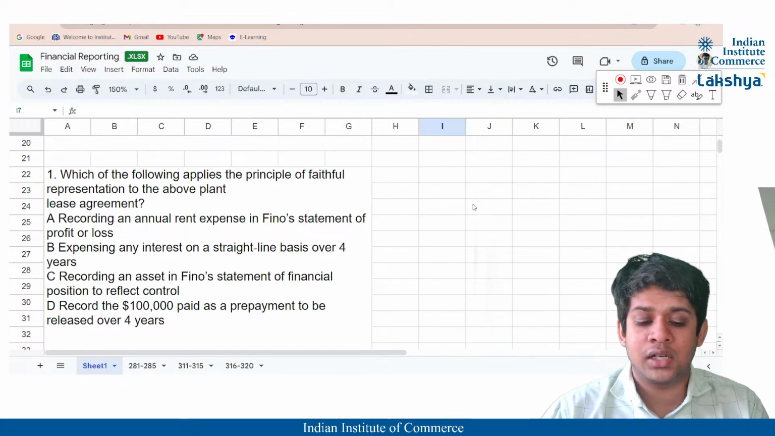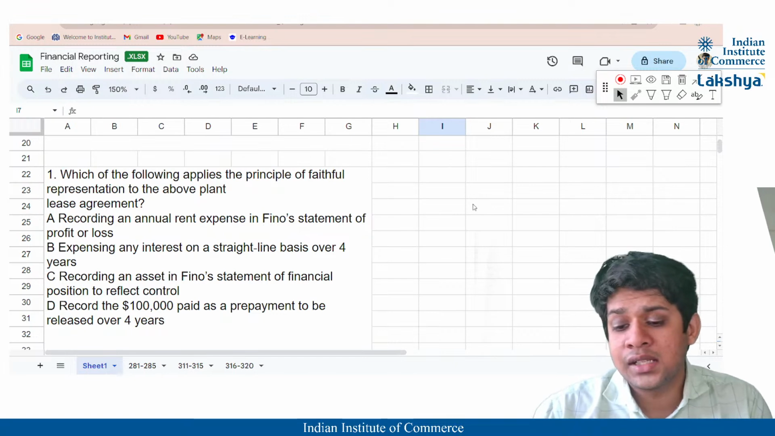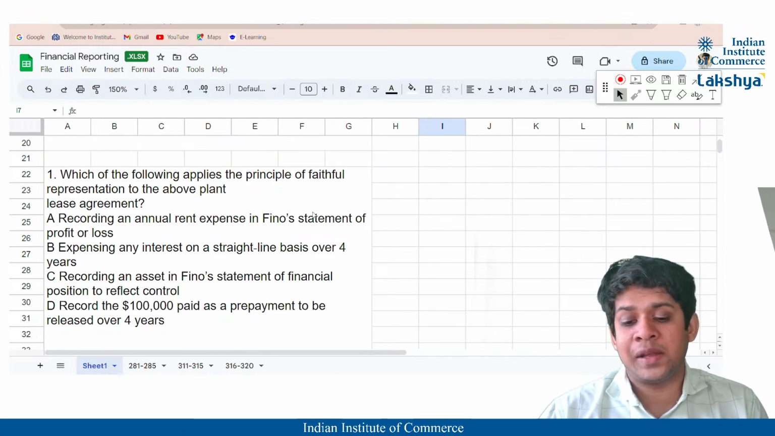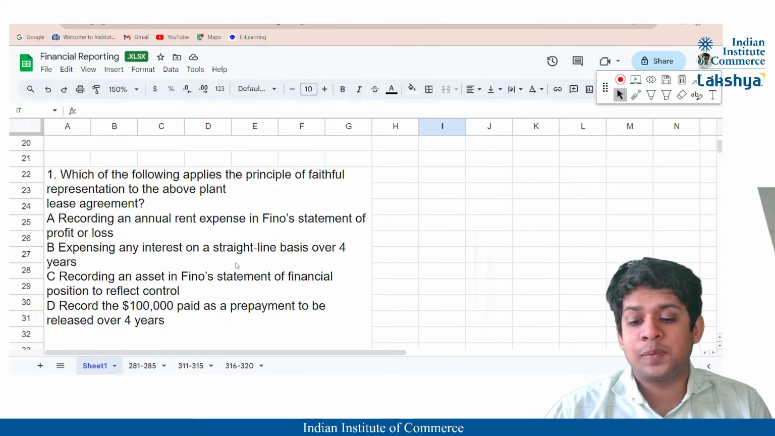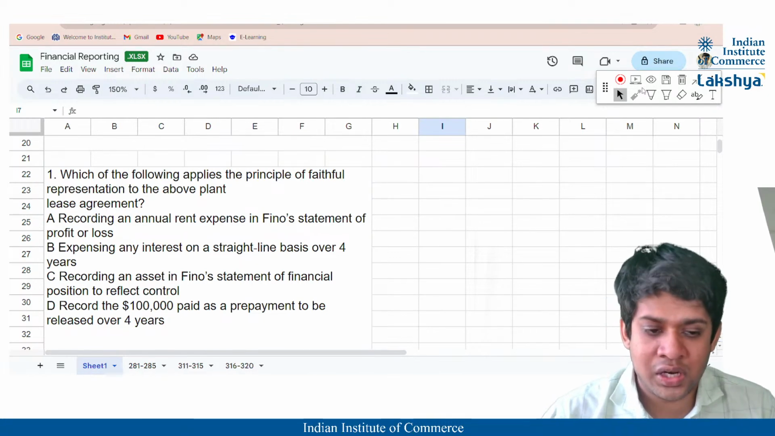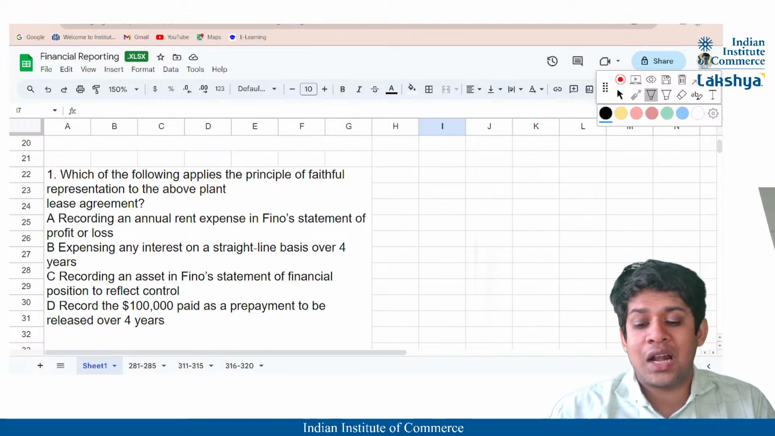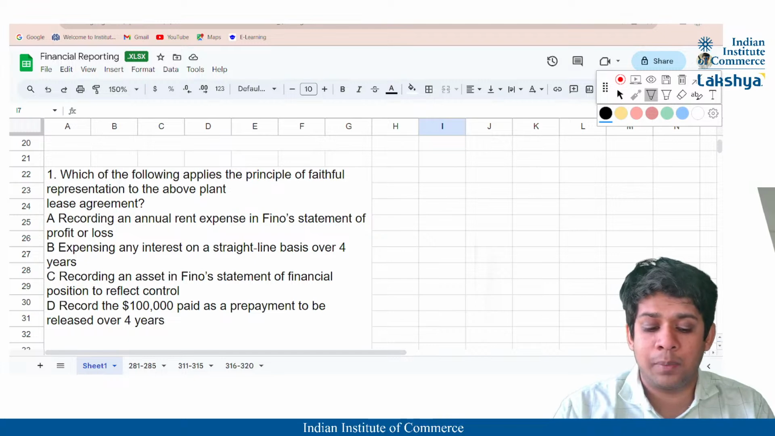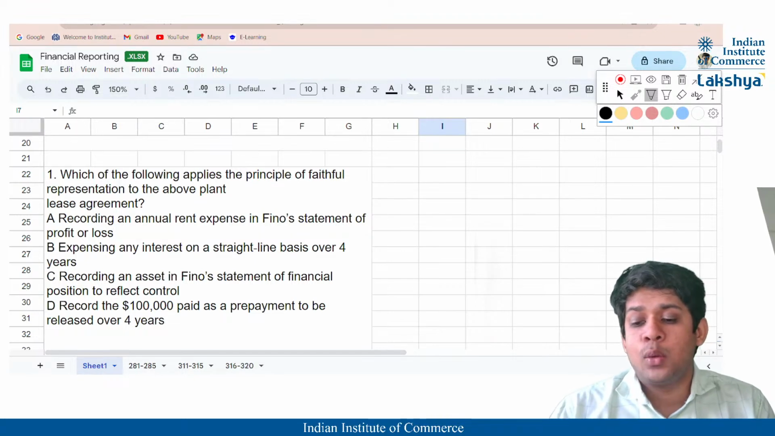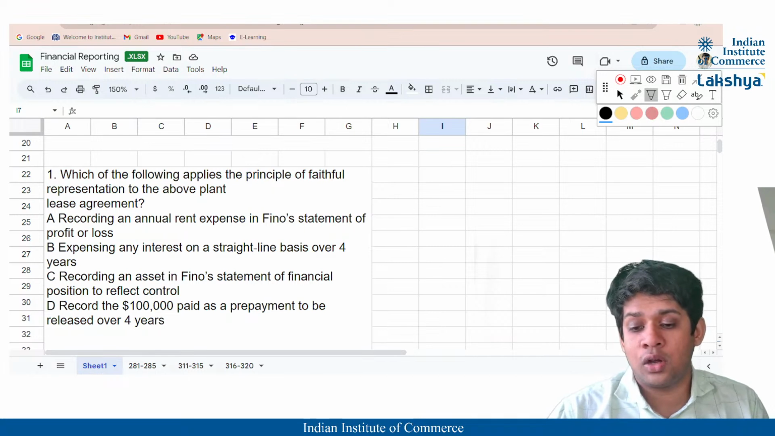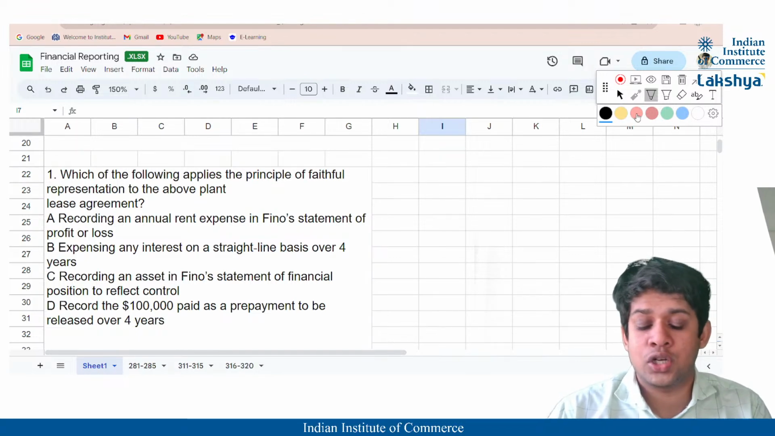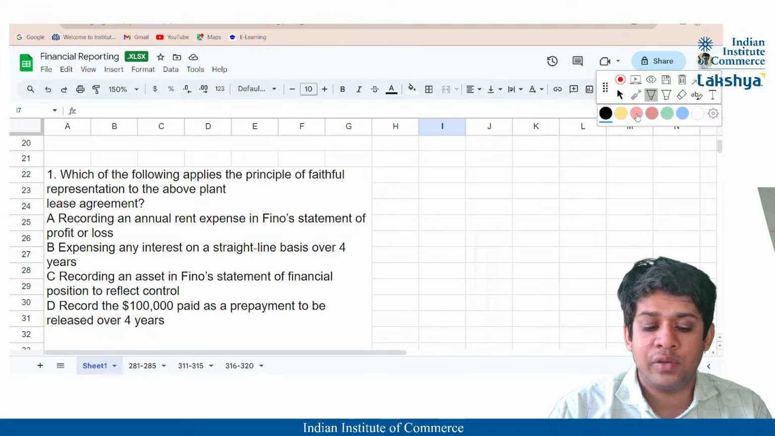Firstly, what are the 4 scenarios? Let us look at them. That is, recording an annual rent expense in Fino's statement of profit or loss, expensing any interest on a straight line basis over a period of 4 years, recording an asset in Fino's statement of financial position to reflect control, and record the $1 lakh paid as a prepayment to be released over a period of 5 years. So, which one of these 4 or which 2 of these 4, right? Which of the following applies the principle of faithful representation to actually the plant, correct? So we have to identify that. So let us identify that, guys.